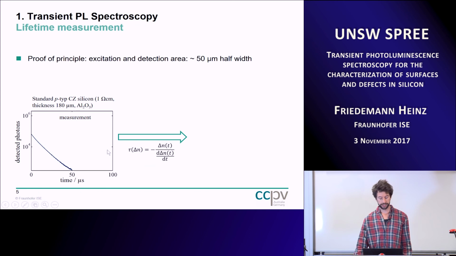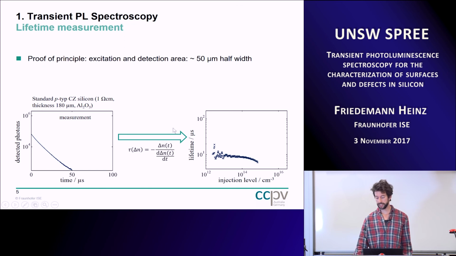Now, from this decay, from the detected photons, we can deduce the charge carrier density. And from the charge carrier density, then the injection-dependent lifetime. And this looks something like that. So here we have the lifetime in microseconds as a function of injection level.